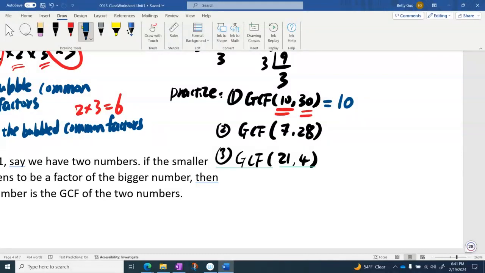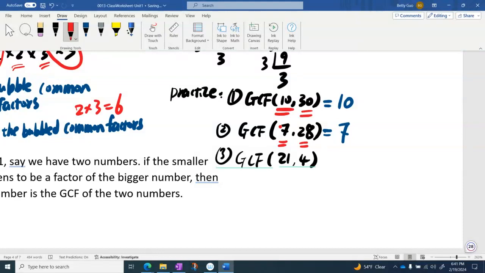Similar with 7 and 28. 7 is a factor of 28 because 7 goes into 28 4 times. That makes 7 the GCF of the two numbers. It's because 7 is the biggest factor of itself. 7 is a factor of 28. That makes 7 the biggest common factor of both.